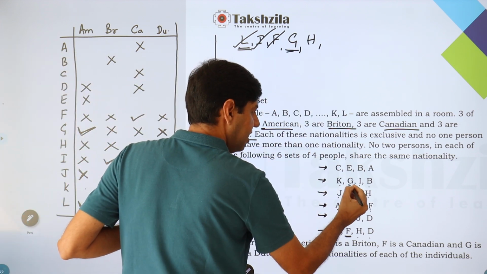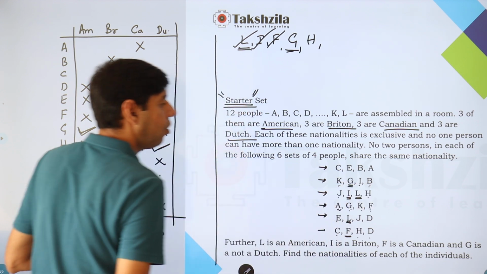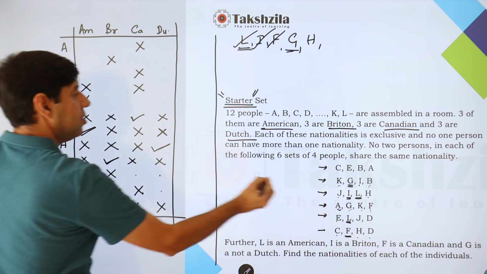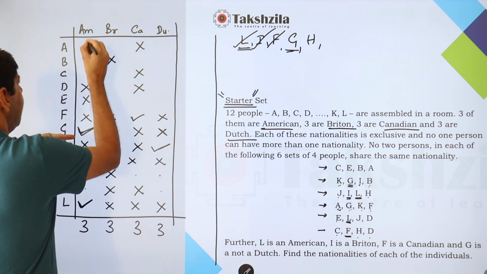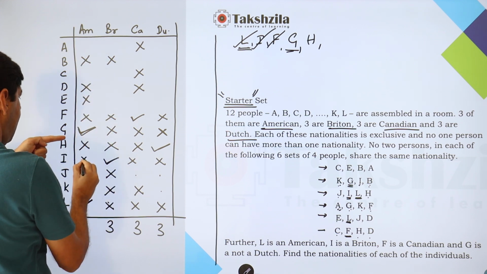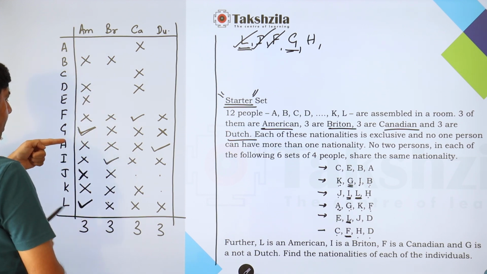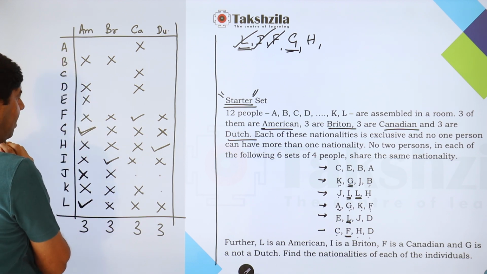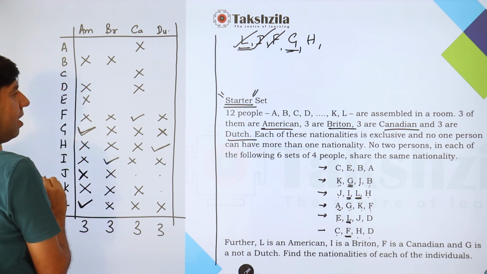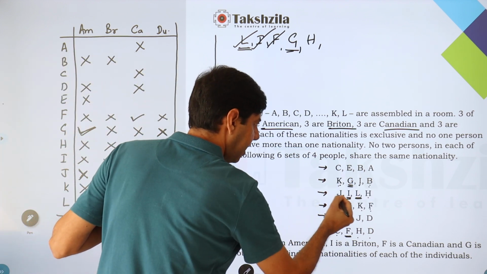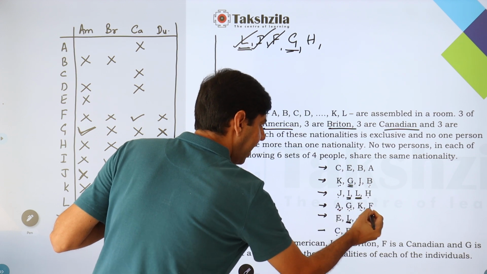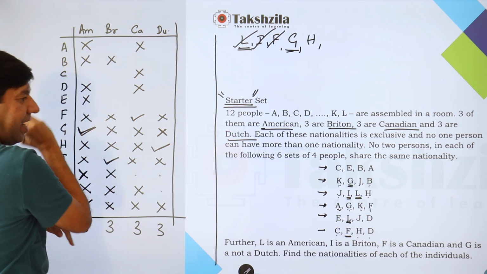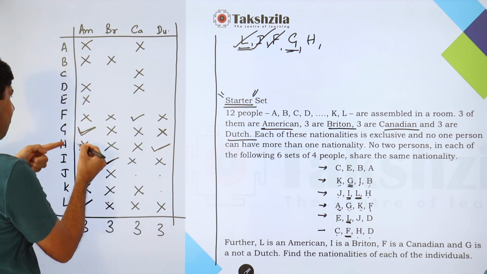Coming to G, K, I, B cannot be from the same country as G. Where is G? G is American. So among K, I, B, there's 1 tick, so one of these will be there. That helped me cross out a few more. Any other G here? A, K and F cannot be, A cannot be. K and F are already crossed out.